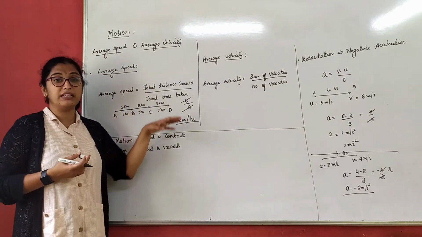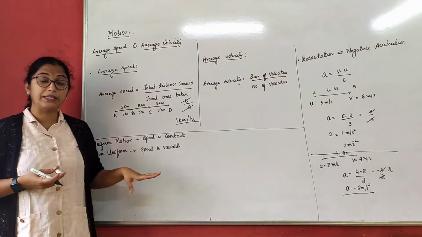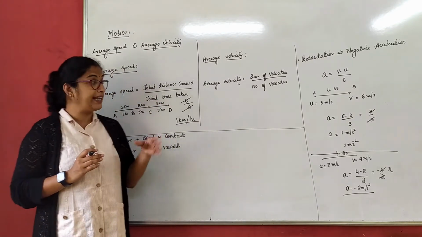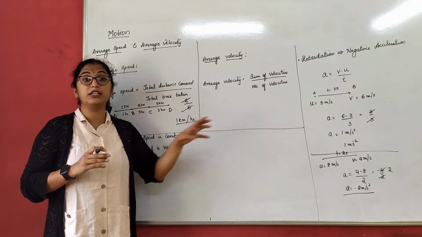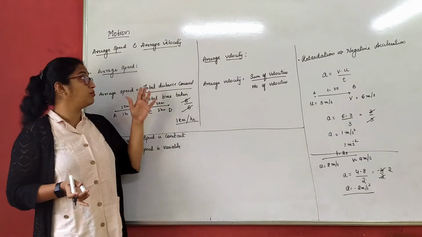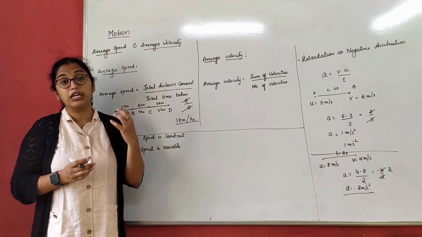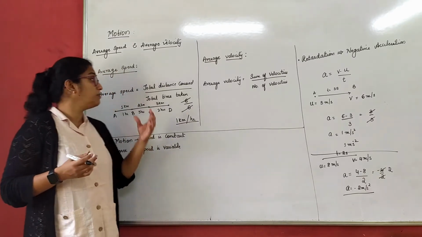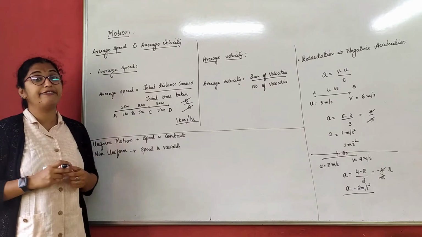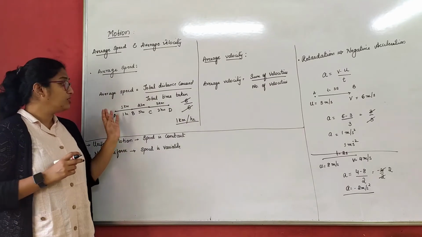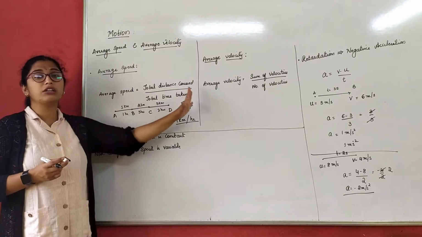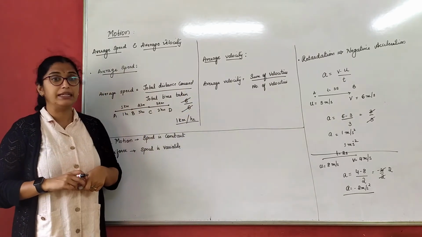We have numericals based on average speed. We will be doing numericals only in the regular classes, right? So here in this chapter, only the theory part of the motion chapter will be covered. Numericals will be dealt in the regular classes. We have various numericals based on average speed, right? So this was just an example to you. So formula is total distance covered upon total time taken.